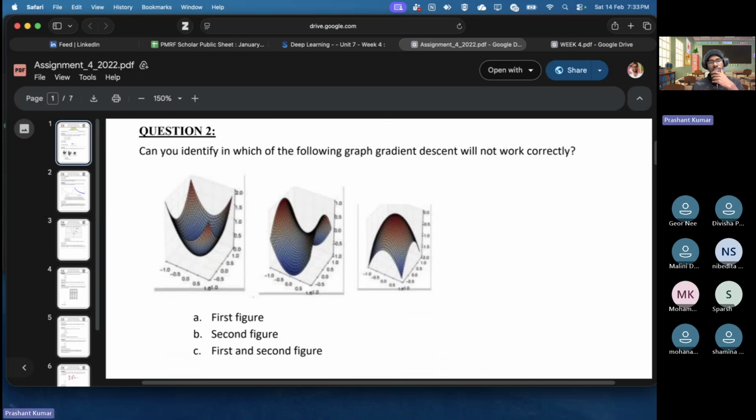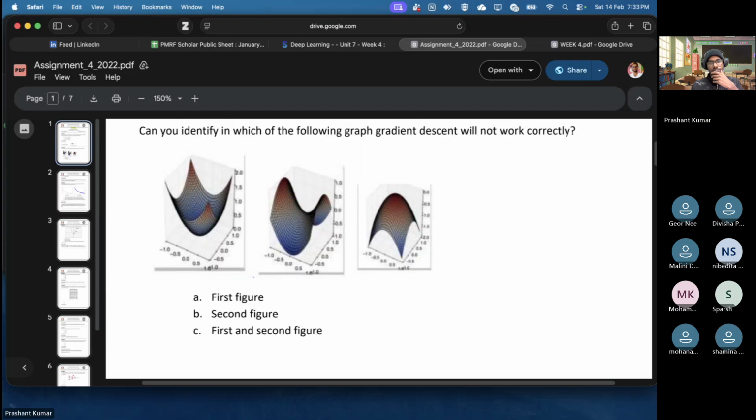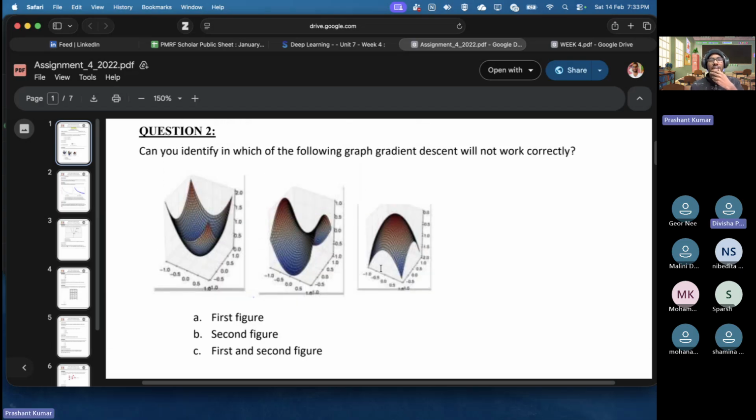The second question: can you identify which of the following graphs of gradient descent will not work correctly? Why not the second figure? Because the second figure has a saddle point, so gradient descent will not work correctly there.